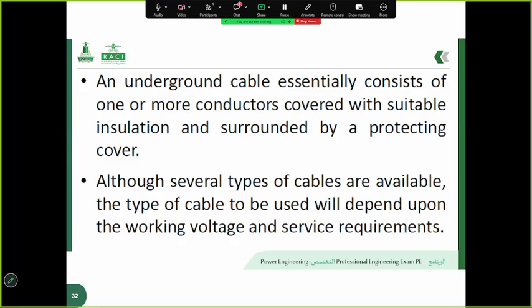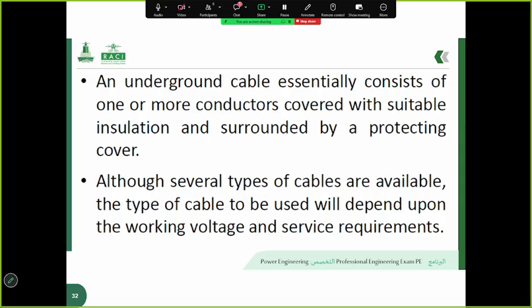So this slide provides a concise definition of an underground cable and explains the factors that determine its specific design. Essentially, an underground cable is composed of one or more conductors to carry the electric current, surrounded by suitable insulation to prevent electrical leakage and ensure safety.